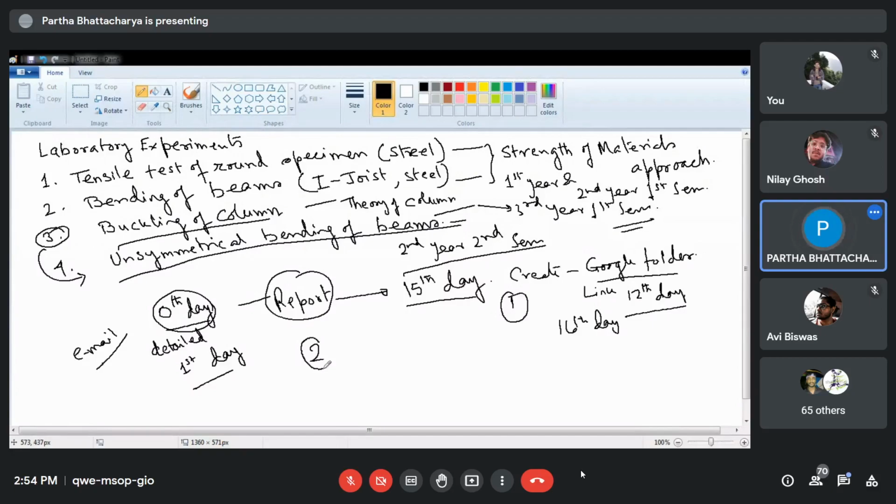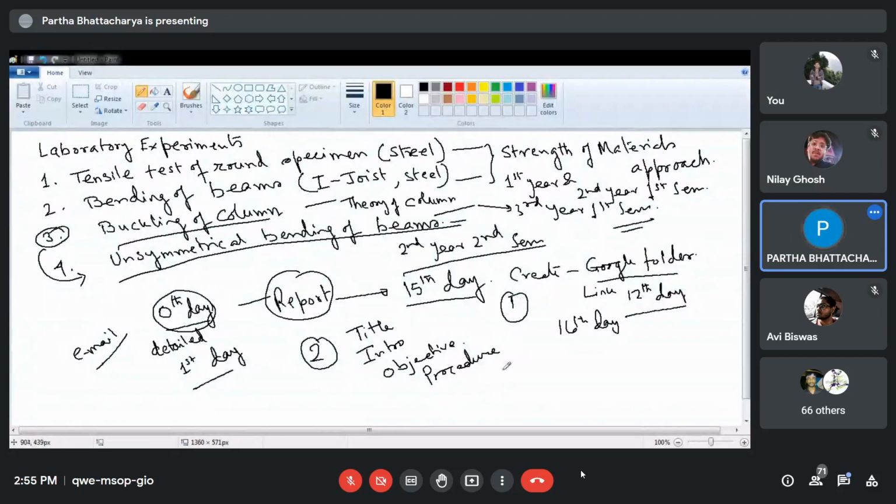The report should have a title, then introduction, then your objective, then your procedure. As you don't have any opportunity to take photographs, if possible you can put a schematic diagram of the test setup from the video that we will be sharing.